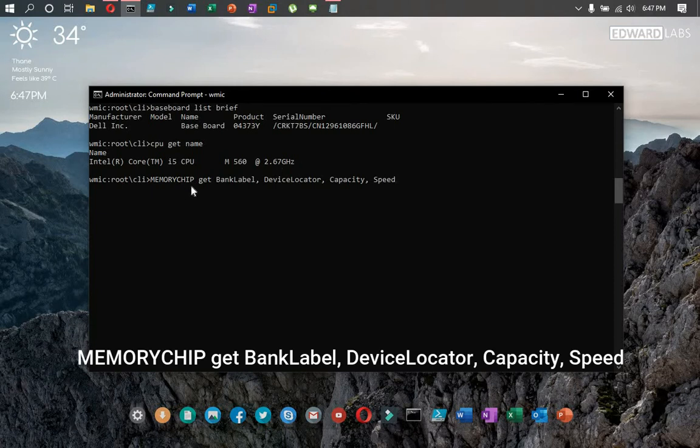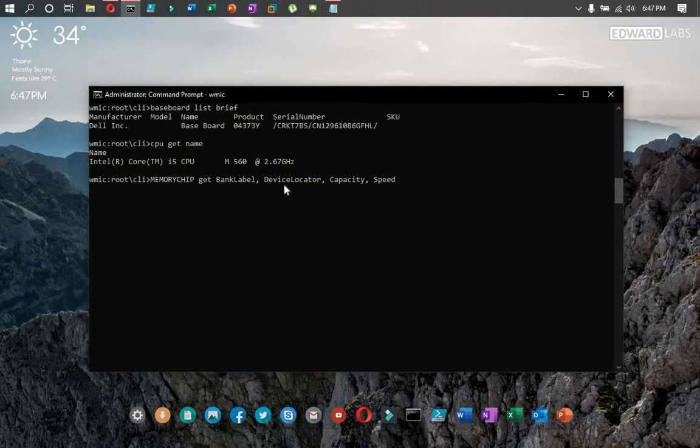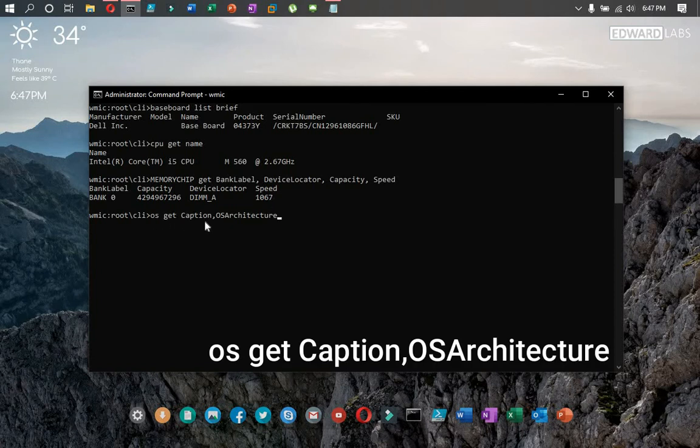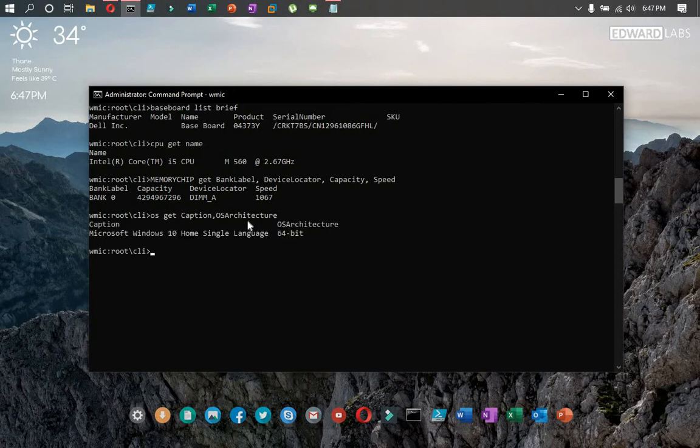MEMORYCHIP get BankLabel, DeviceLocator, Capacity, Speed. This command gives you information about RAM in use. The computer is configured with 4 GB of RAM in this case. OS get Caption, OSArchitecture. This command gives you information about the operating system and OS architecture. This system is running Microsoft Windows 10 Home Single Language 64-bit.